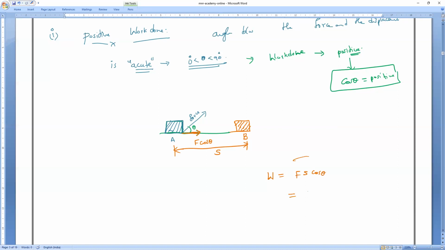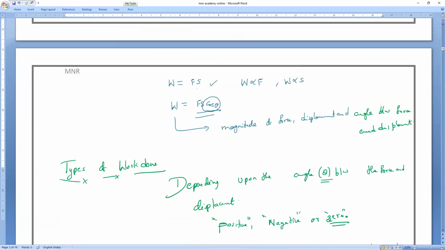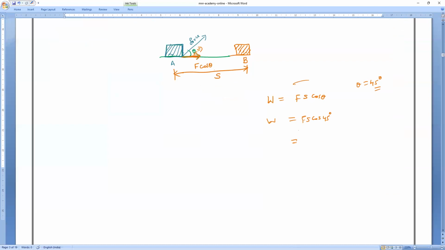So now if you have noticed, let me take that theta is anything. I am writing F cos theta. That is how the formula will come. For example, if theta is equal to 45 degrees, then the formula will be modified to Fs cos 45. If you all notice the table that we have given, cos 45 value, how much, everybody? 1 by root 2. So now, Fs into 1 by root 2. That is what will happen.